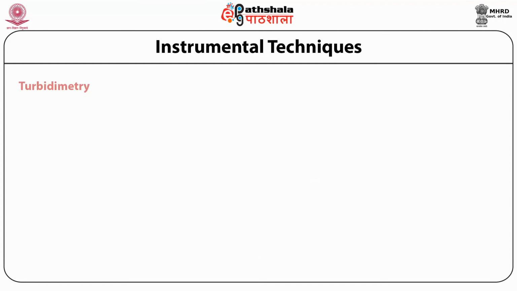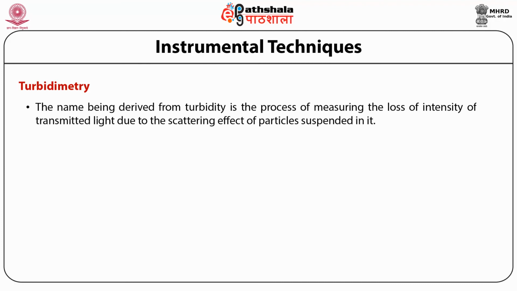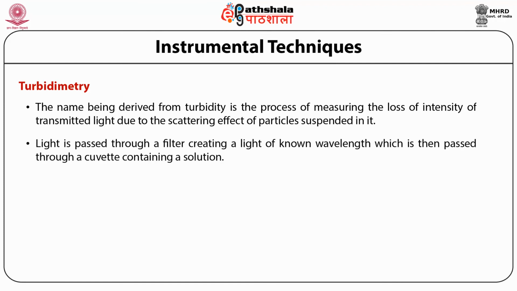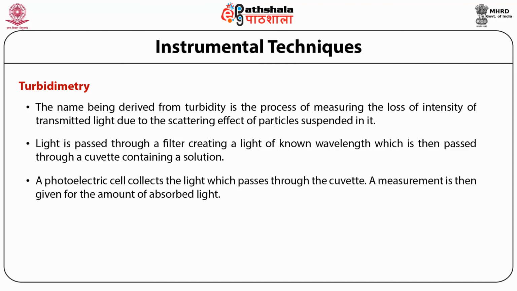The next is turbidimetry, the name being derived from turbidity. It is the process of measuring the loss of intensity of transmitted light due to the scattering effect of the particles suspended in it. The light is passed through a filter, creating light of known wavelength, which is then passed through a cuvette containing a solution. A photoelectric cell collects the light which passes through the cuvette. A measurement is then given for the amount of absorbed light.